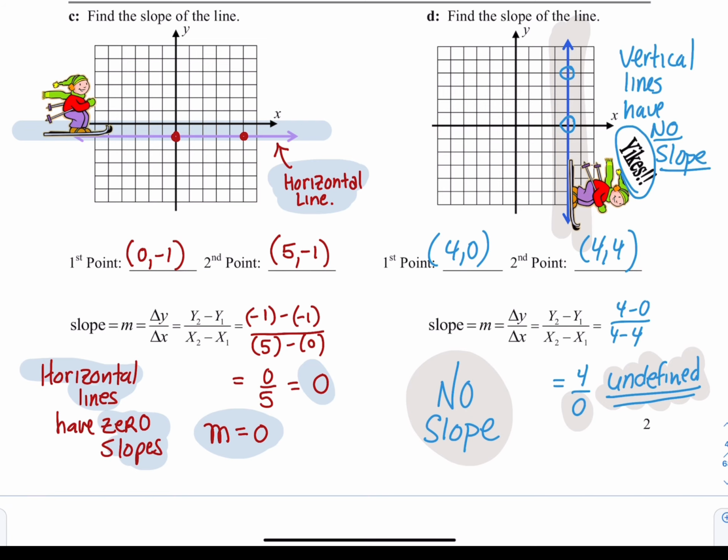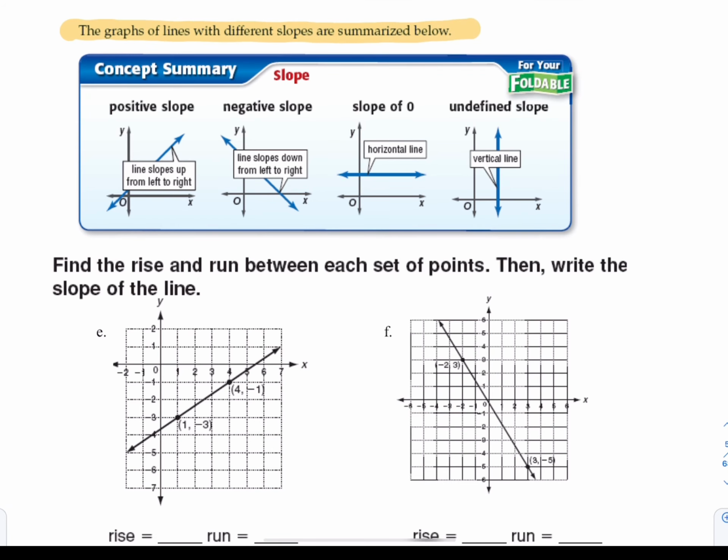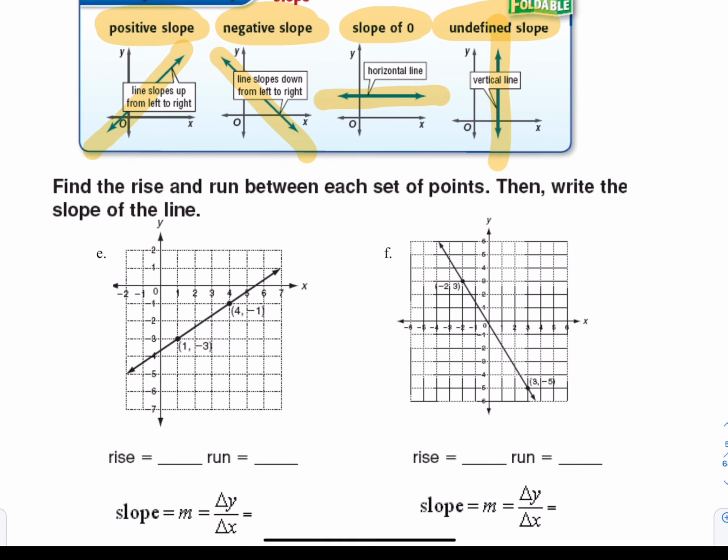Know the difference between no slope and 0 slope. Positive slope climbs from left to right. Negative slope decreases. 0 slope, horizontal. Undefined slope, vertical.